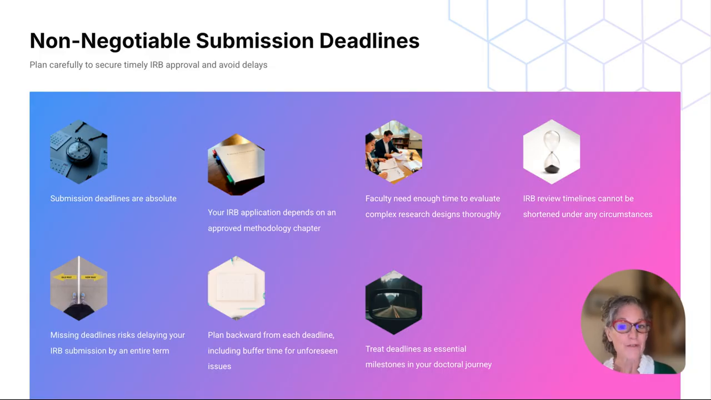So plan backward from each deadline. Think, what needs to be done? How long will it realistically take? What challenges might you face? And do you have buffer time built in? Build this buffer time, this cushion time, in for things like technology issues, personal needs or emergencies, or unexpected complexity in your work. Treat these deadlines as if your degree depends on them.